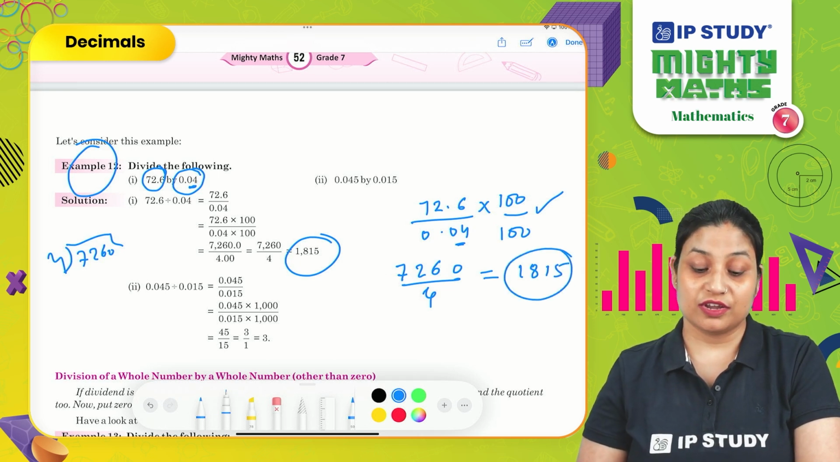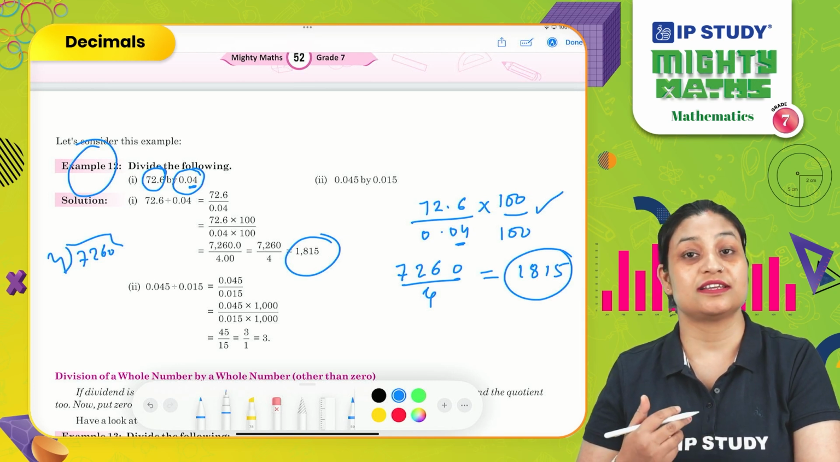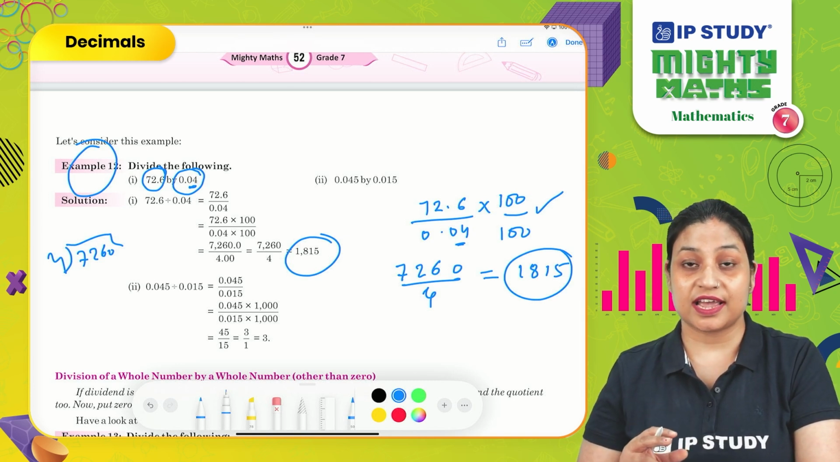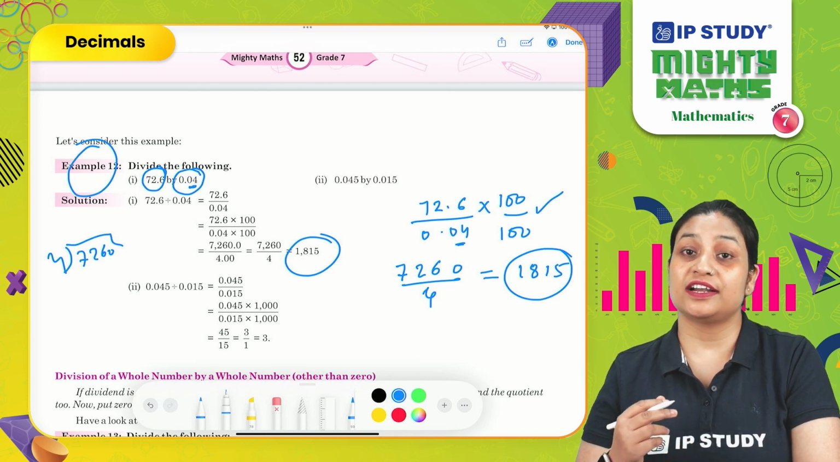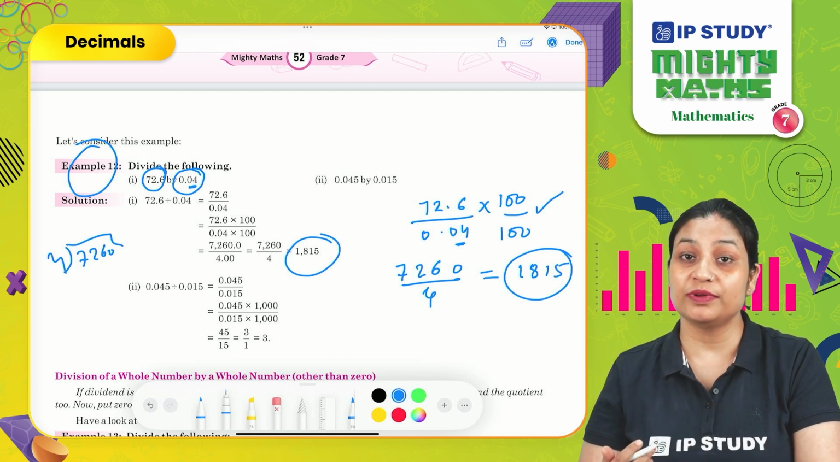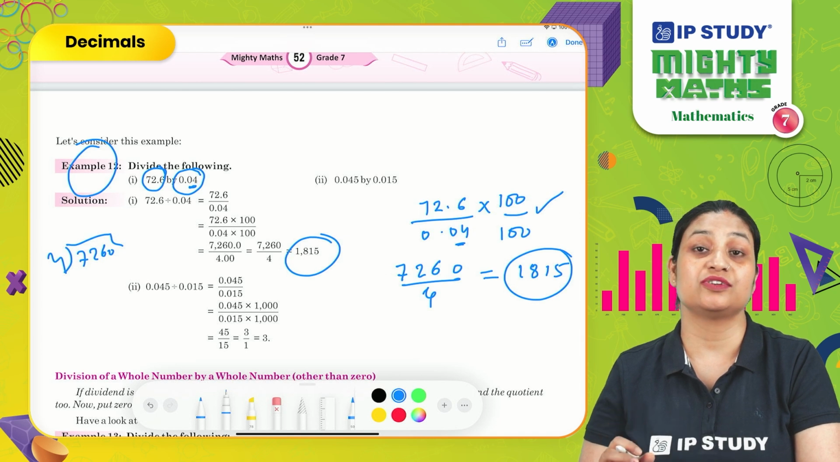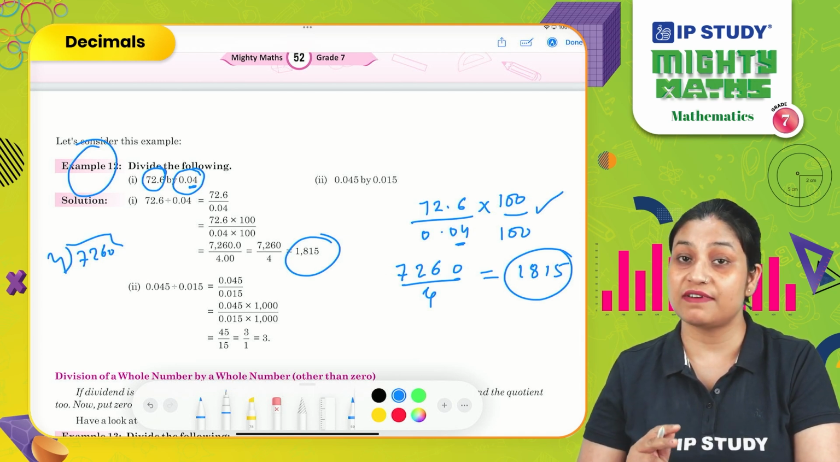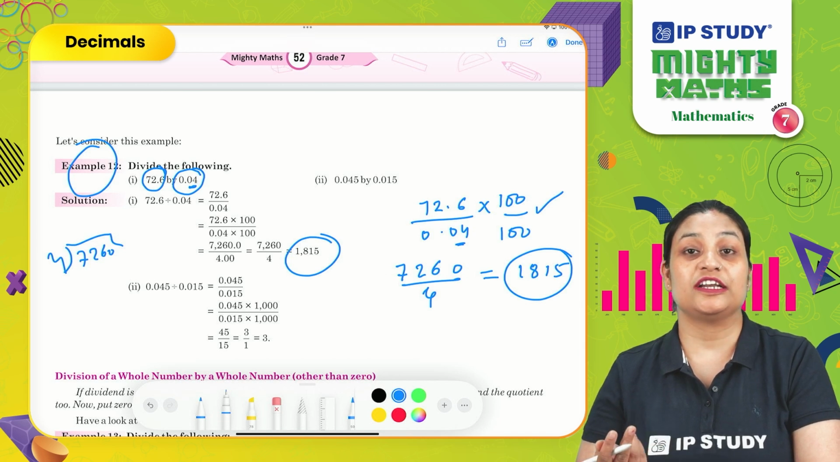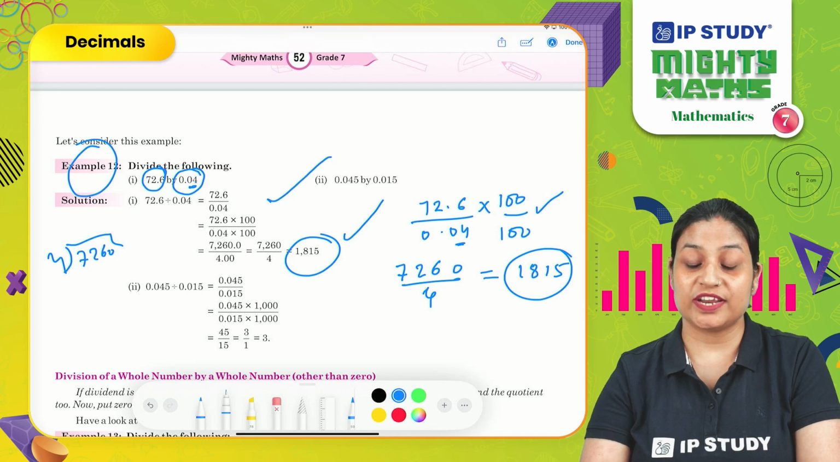So I hope you have understood whenever we have 2 decimal numbers and we have to divide them, the first step is just write them as numerator and denominator. After that, look at the number of decimal places you have in the divisor. Next step, you have to multiply both numerator and denominator depending upon the number of decimal places you have in your divisor. In this scenario, since we have 2 decimal places in the divisor, we have multiplied numerator and denominator by 100. So I hope this example is very clear to you.